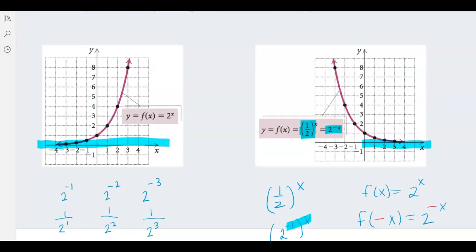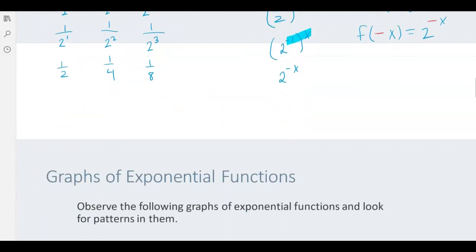Before I continue, the domain of both of these functions is going to be all real numbers, and the range is going to be from 0 to infinity, because we have that asymptote as the x-axis.